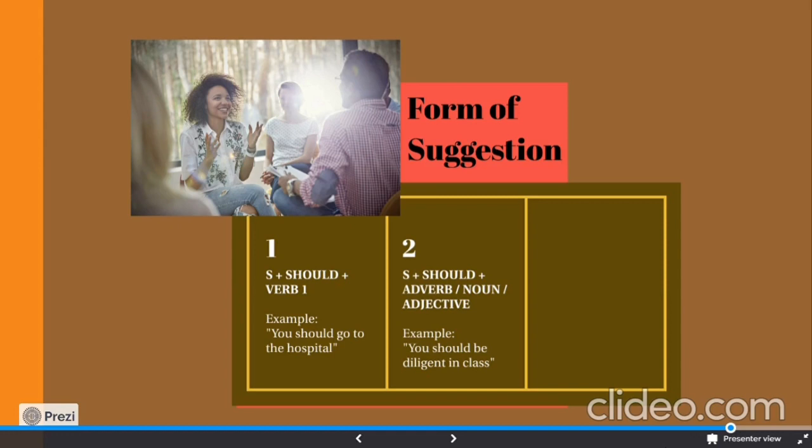Second, subject plus should plus adverb or noun or adjective. Example, you should be diligent in class.